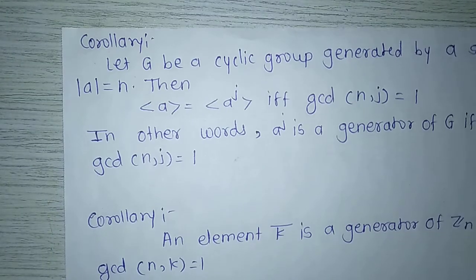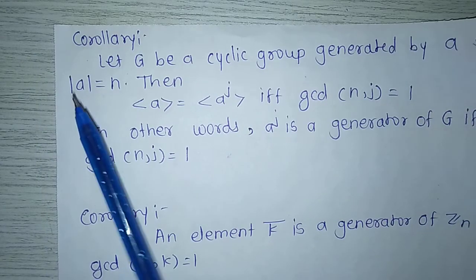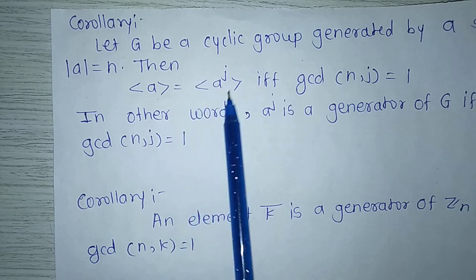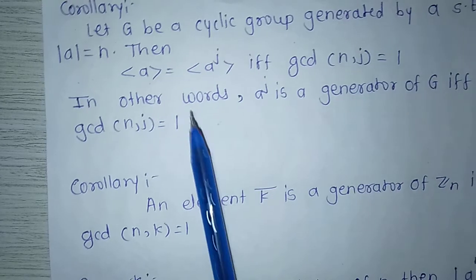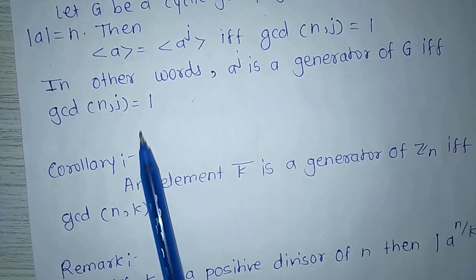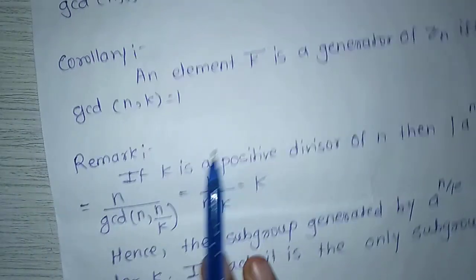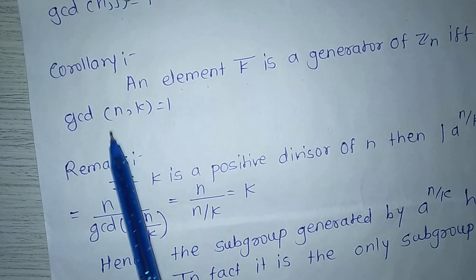Now see some results. Corollary: let G be a cyclic group generated by a such that order of a equals n. Then the set generated by a equals the set generated by a raised to j if and only if GCD of nj equals 1. In other words, a raised to j is a generator of G if and only if GCD of nj equals 1. Next corollary: an element k bar is a generator of Zn if and only if GCD of nk equals 1.